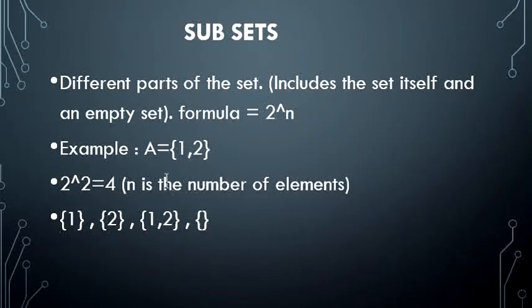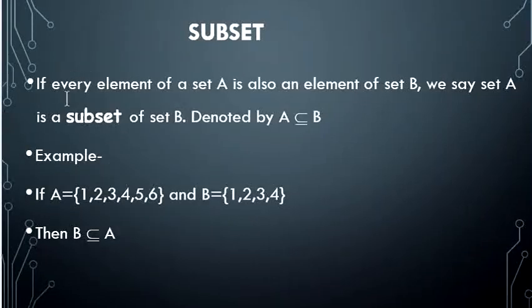So these are the different parts of set A, and they are referred to as the subsets of set A. Now, if every element of a set A is also an element of set B, then we can say that set A is a subset of set B, and it is denoted by this symbol. This symbol is the symbol of a subset. For example, if A consists of all these elements and B consists of 1, 2, 3, 4 and all these elements, then we can say that B is a subset of A, because you can see that all the elements which B has are also present in set A. So B is basically a part of set A, so B is a subset of A.